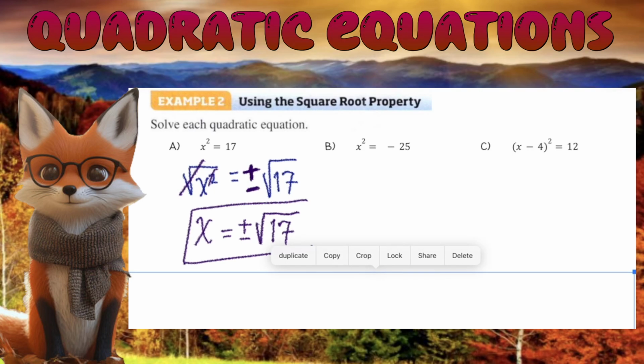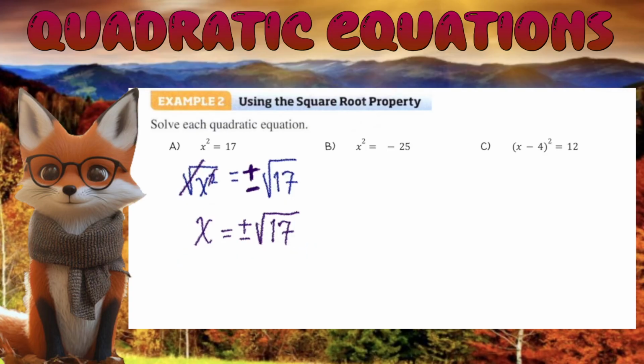You do not take the square root in the calculator and give a decimal if you can avoid it. This is the exact answer. If you want an approximate answer, you would use a calculator and round. That's it. Next.